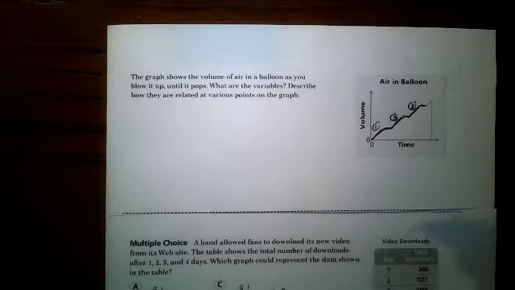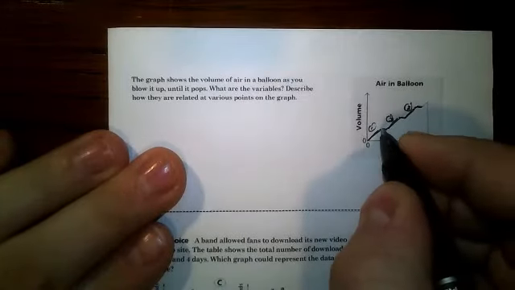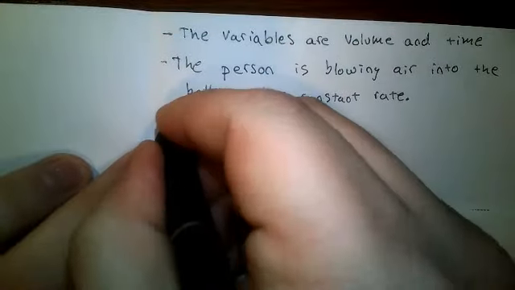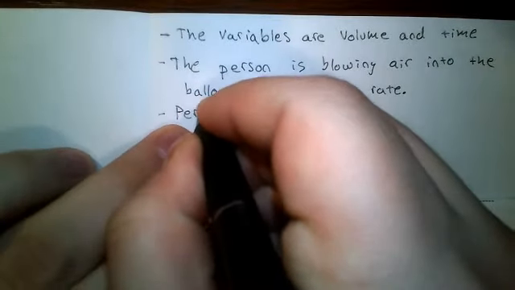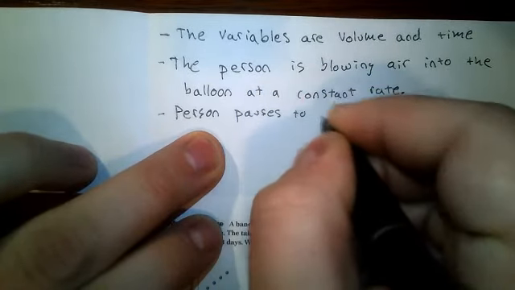When you think about yourself maybe blowing up a balloon, what do you have to do every time you start blowing up a balloon? You blow air, and then you have to take a breath. Somehow you have to get more air into your system and then blow that air back into the balloon. So it's at these points where it does not increase that the person is taking a breath. So the person pauses to take a breath.